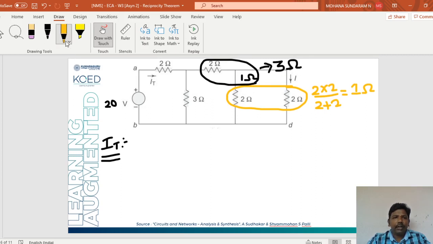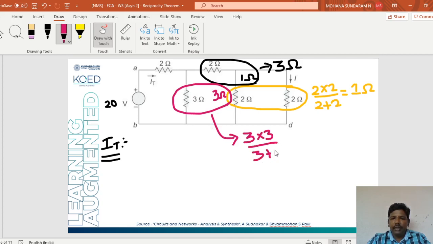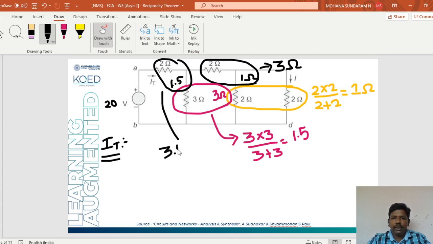Okay, right. Then this 3 ohms and this 3 ohms are nothing but in parallel. If both are in parallel, it is 3 into 3 divided by 3 plus 3, that is 3 3s are 9 divided by 6. So you will get around 1.5. Okay, right. This 1.5 and this 2 are in series. So when you add these two, what will you get? It is 3.5 ohms. It is an ordinary resistive network simplification method.